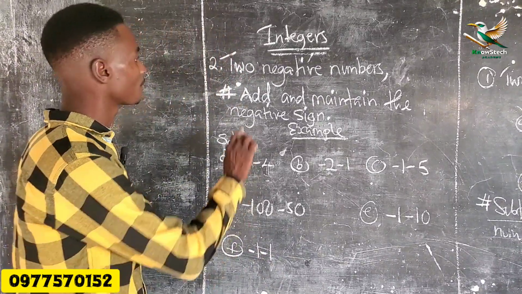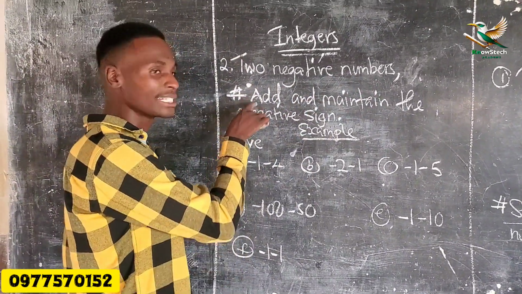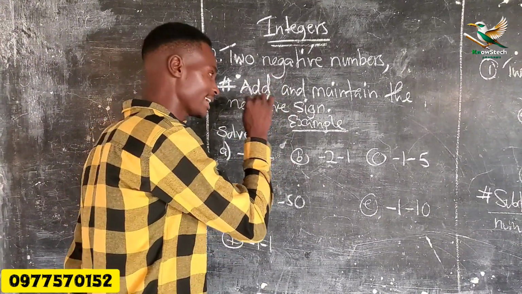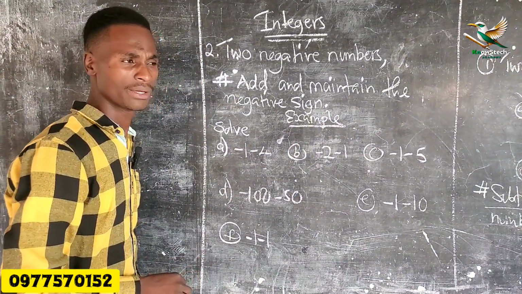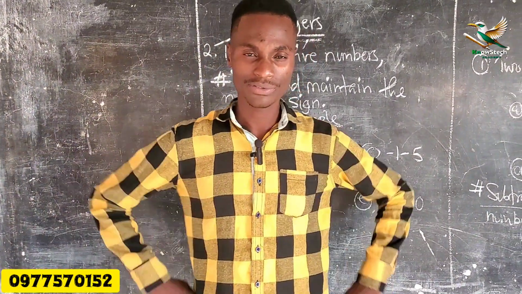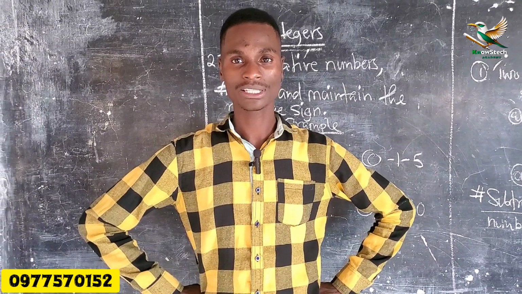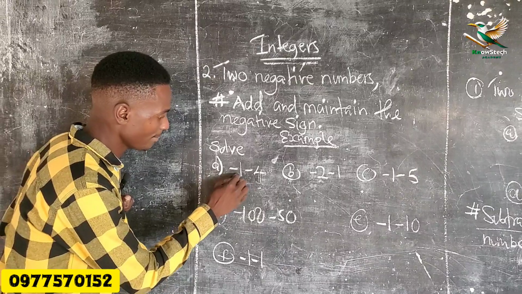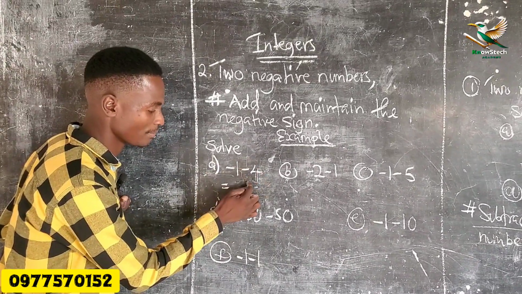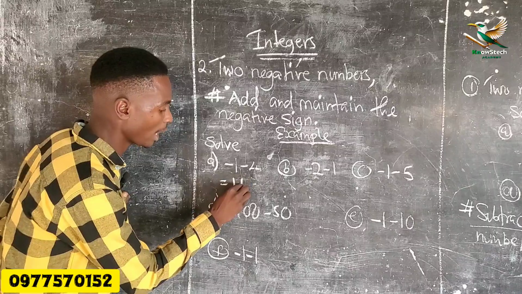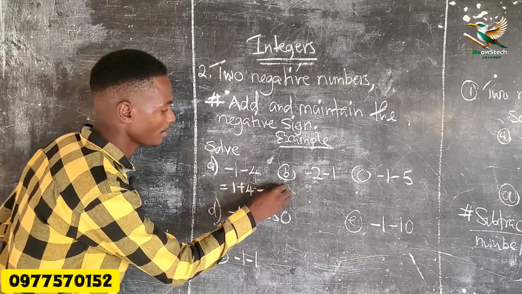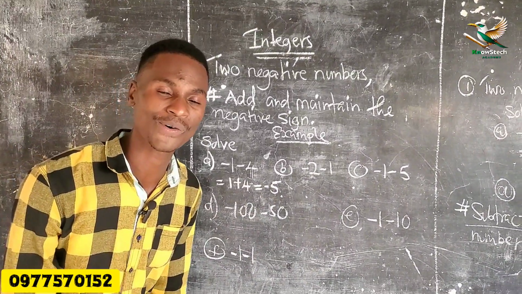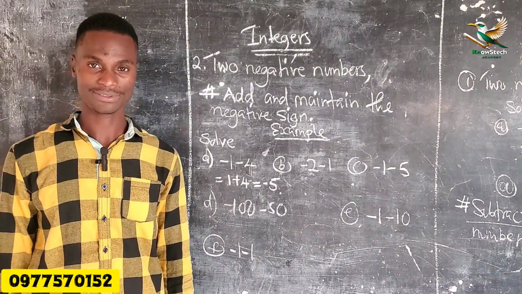All right, so two negative numbers, what do you do? Add. Yes, you don't see an addition sign, but just add. Then maintain the negative sign. What is this person saying? This person is saying, when you have two negative numbers, this is negative 1 and this is negative 4, what you do, just add them. 1 plus 4 is 5. Maintain the sign which is negative. So negative 1 minus 4 is negative 5.